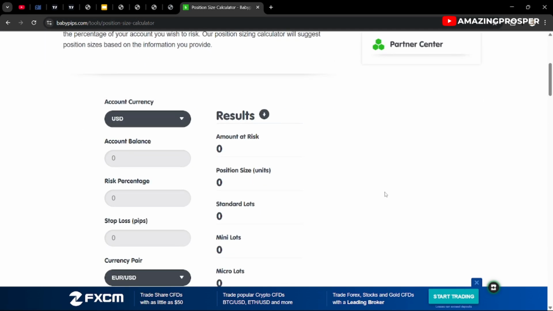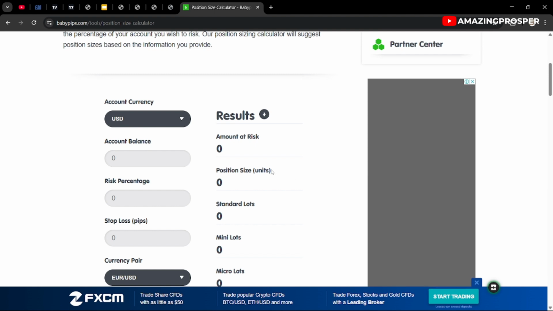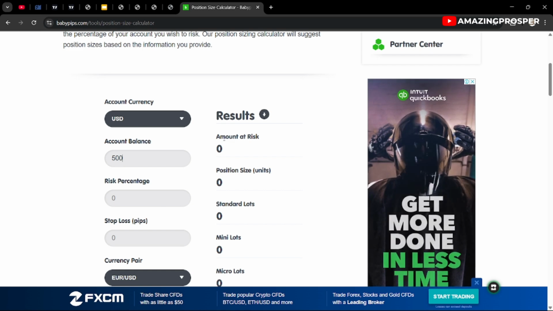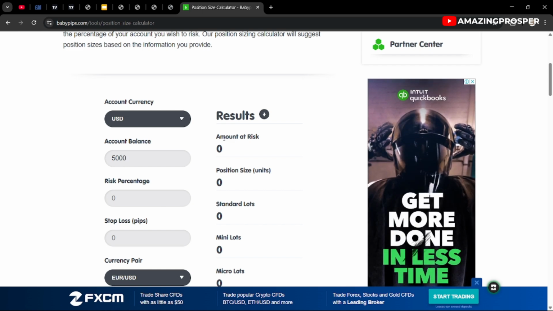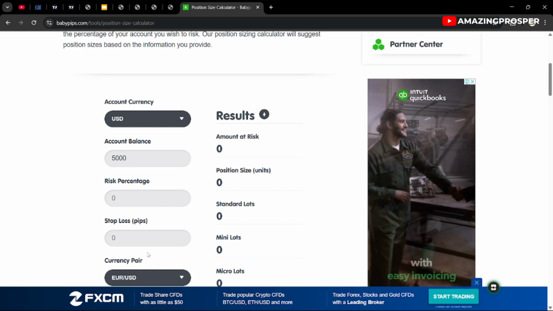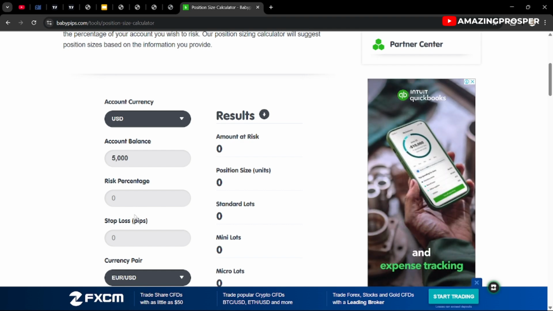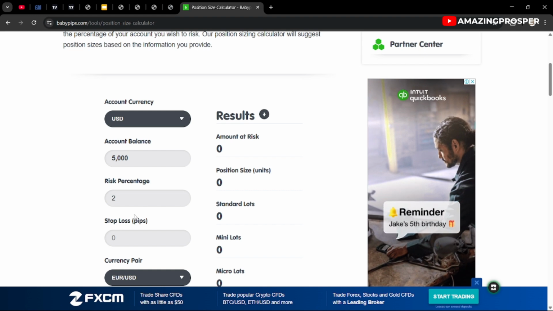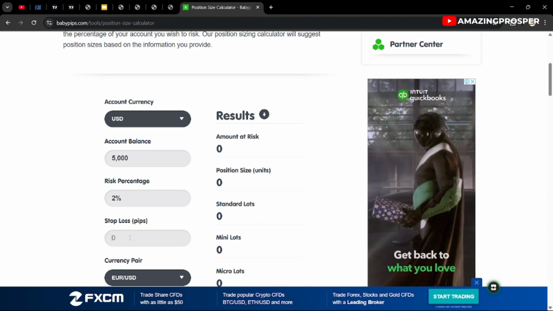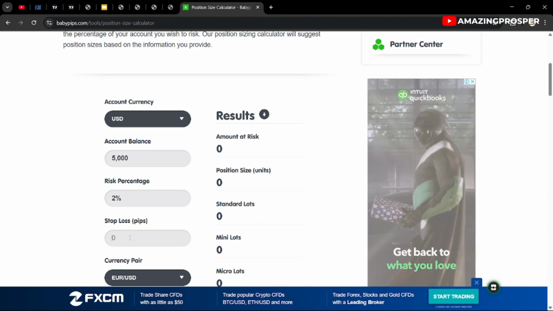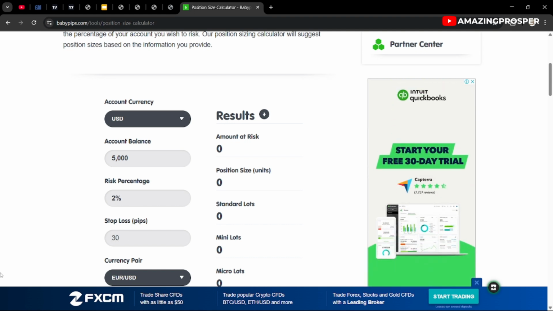This is position size calculator. So how to use this for your own advantage when you are trading is very clear. When you put in here, you can put any amount of money you want to put. You can put $5,000. In my case, when that account was $5,000. So here you can put that you want to risk maybe 2% on that particular account. So here you are risking, let's say, 30 pips.